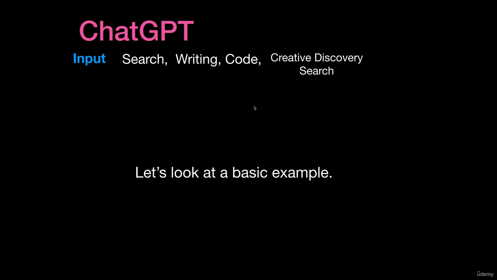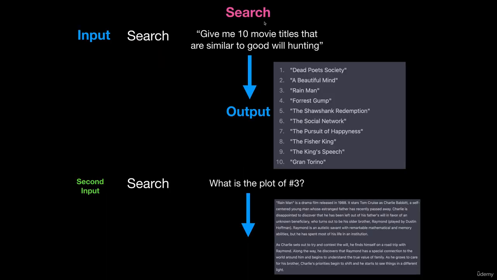So if we look at a basic example, this is what a basic search would be, but there are some differences compared to a Google search. So here we're putting in a search. Give me 10 movie titles that are similar to Good Will Hunting. And so the output that ChatGPT gave us is these movies here, Dead Poets Society, A Beautiful Mind, different movies like that. And the difference to point out now is, ChatGPT has short-term memory.